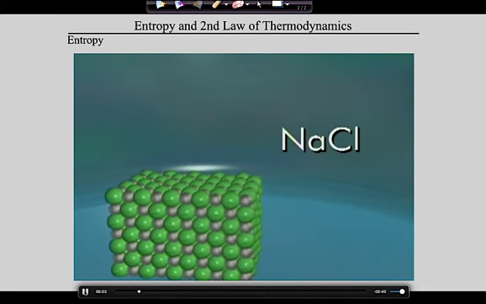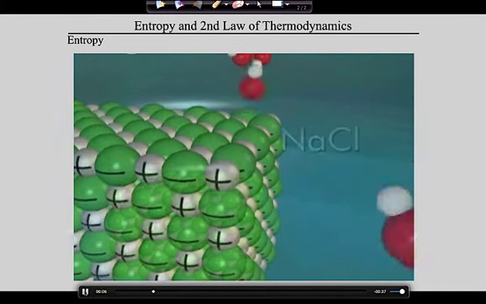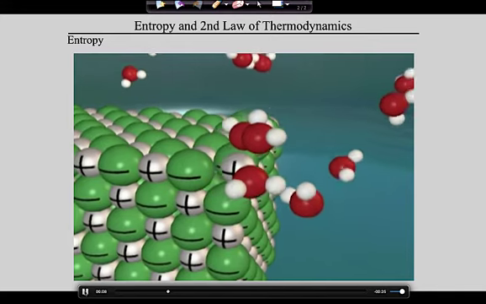When an ionic substance such as sodium chloride is placed in water, water molecules interact with the ions on the surface.